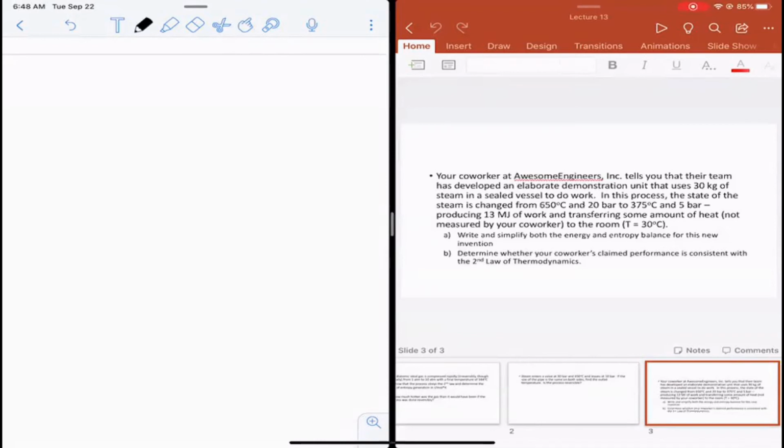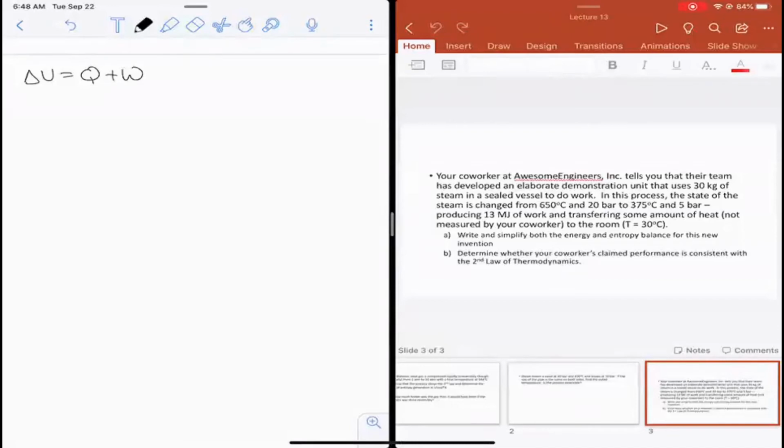Now, our first step here is understanding what the system is. And the system in this case is going to be the steam inside of the sealed vessel. And the second thing is to ask ourselves, is this an open system or a closed system? And because it's sealed, it's a closed system. So let's write the energy balance for a closed system. And that is that the change in the internal energy is equal to Q plus W.